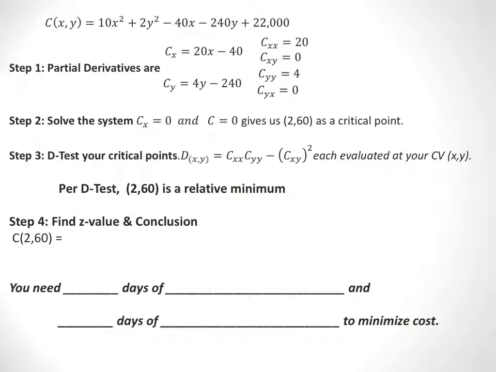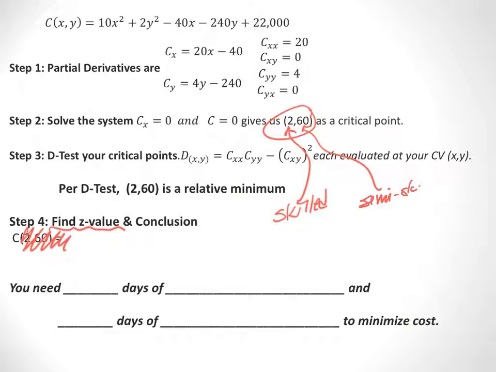We pull all that information together, and our fourth step is typically find the z-value, but on this problem we don't have to do that because we only need to know what x and y are going to minimize the cost. Now go back to the original problem. X was stated as the number of days of skilled labor, and so this 2 is the number of skilled labor, and 60 is the semi-skilled. So you do have to use that information in your final answer.